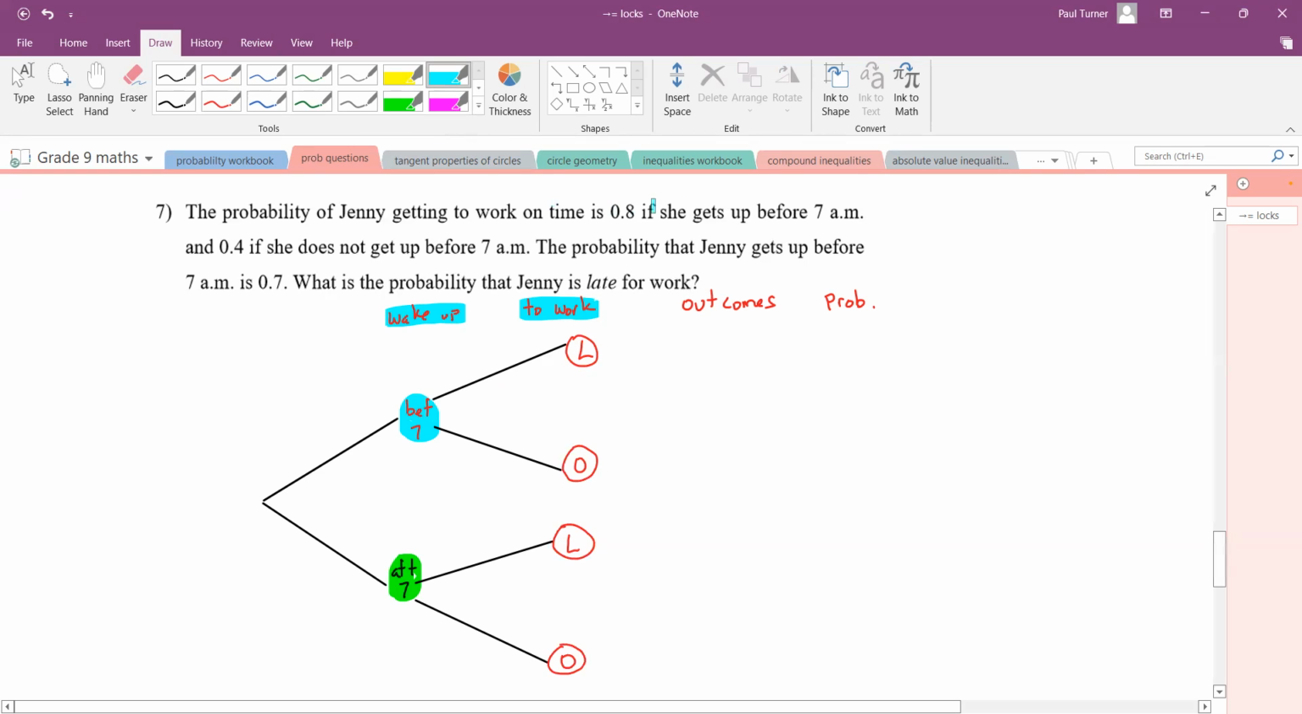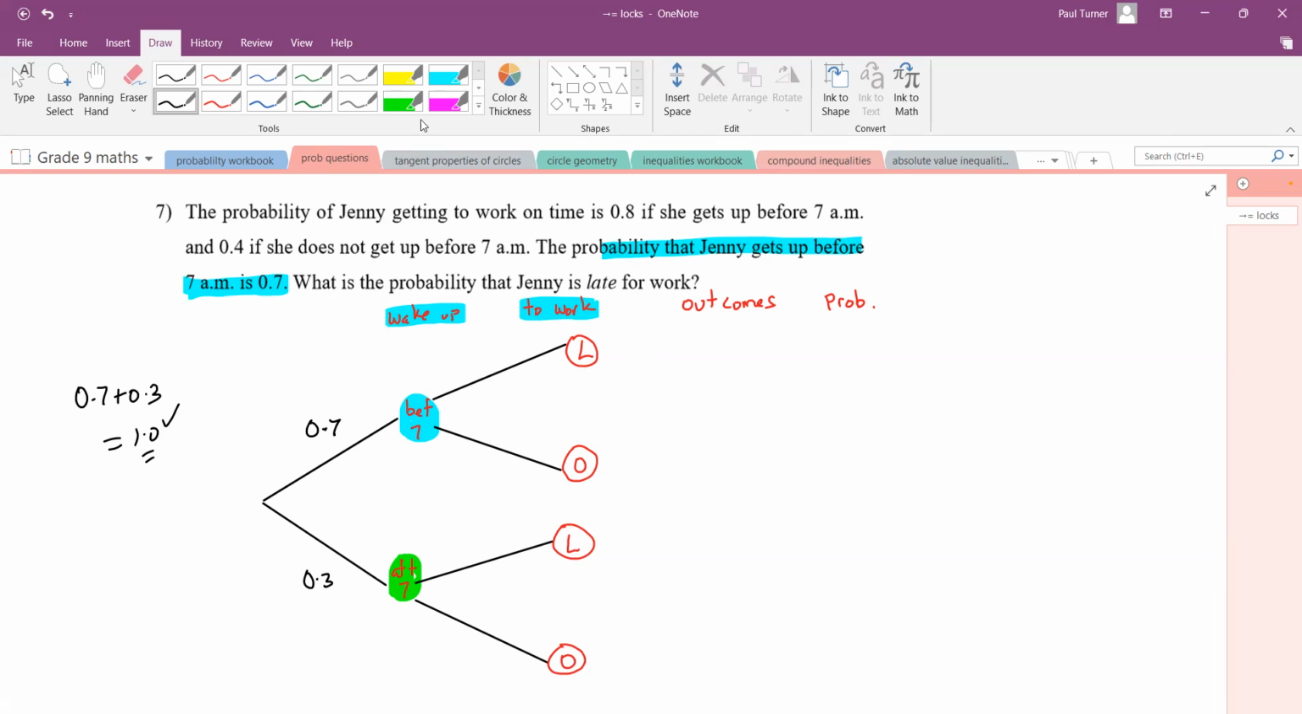So we look at our question and we actually have to go down to this bit here. The probability that Jenny gets up before 7 is 0.7. So the chance of her getting up early before 7 is 0.7. And that means that the chance of her getting up after 7 is 0.3, because these probabilities must add to 1. So that's one thing to keep in mind. So do not copy 0.7 down here. It's not the same probability. So in this case, they add up to 1. So you either get up before 7 or get up after 7.